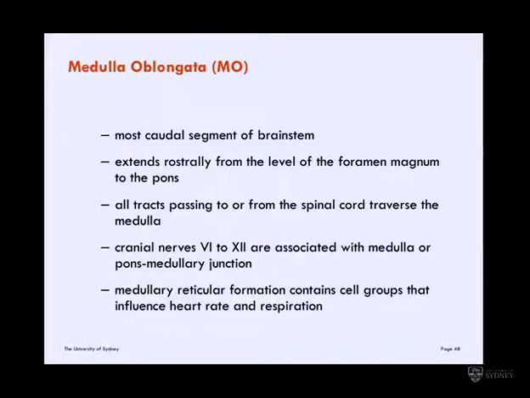Right, foramen magnum is the opening through which the spinal cord travels. So all tracts passing to or from the spinal cord must travel through the medulla. So obviously damage to the entire brain is catastrophic, but damage to the medulla has significant characteristic deficits. Cranial nerves 6 to 12 are associated with it, so the nuclei are located either within the medulla or at the pons medulla boundary.